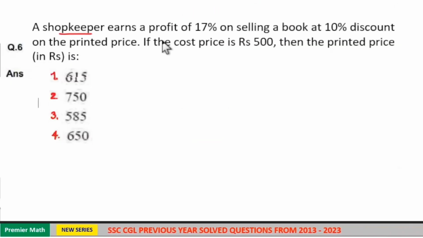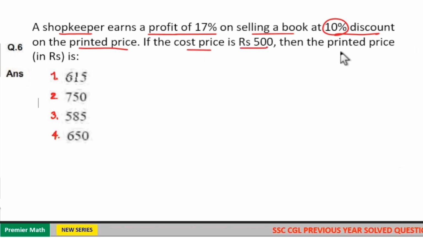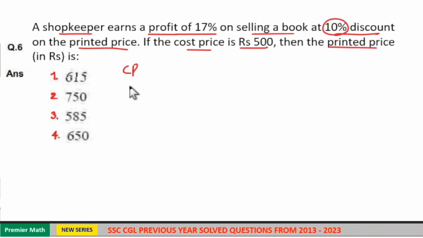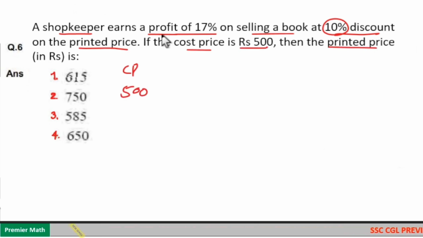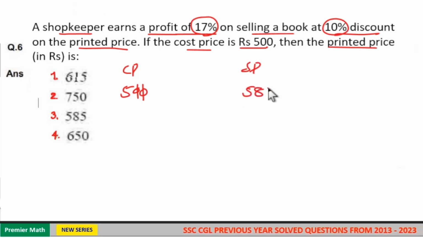A shopkeeper earns a profit of 17% on selling a book at 10% discount on the printed price. If the cost price is rupees 500, then what is the printed price? Here cost price is 500, then profit is 17%, which means 10% of 500 is 50, 1% is 5. So 17% is 17 into 5, 85. So selling price here is equal to 585.